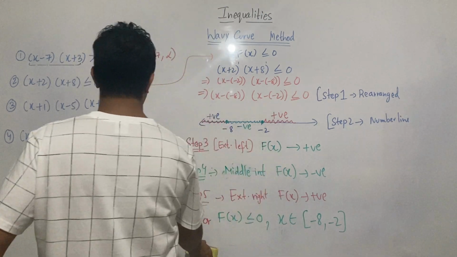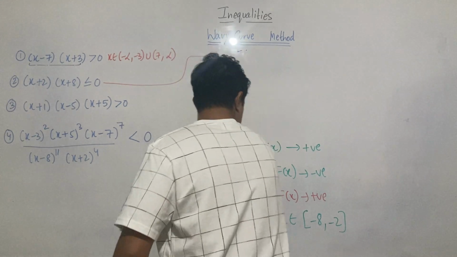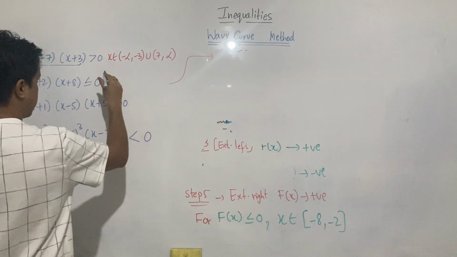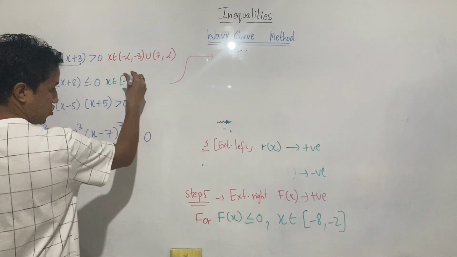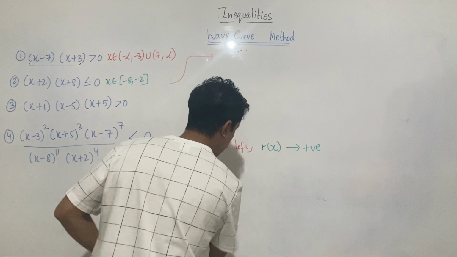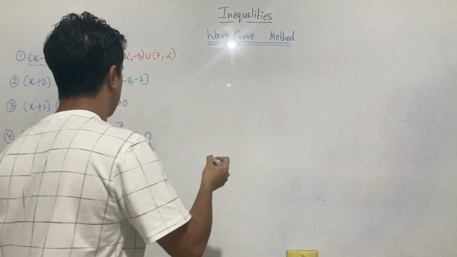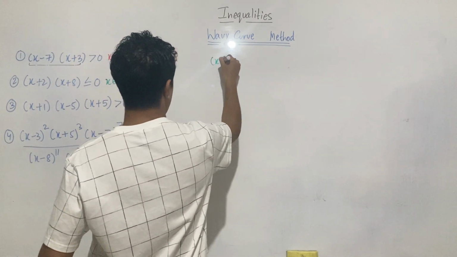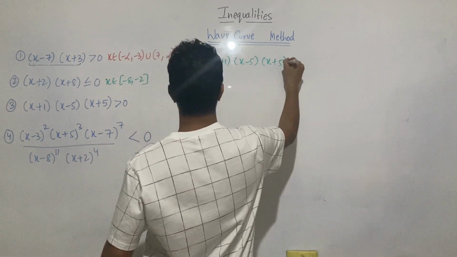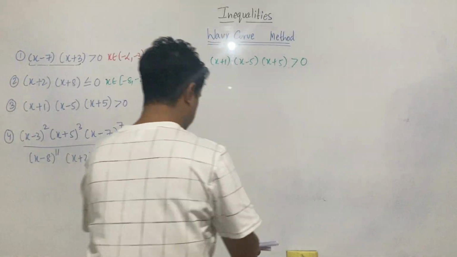Okay, so the next, number 3, says that: (x plus 1)(x minus 5)(x plus 5) is greater than 0. Okay, so I can rearrange it so that it looks better.